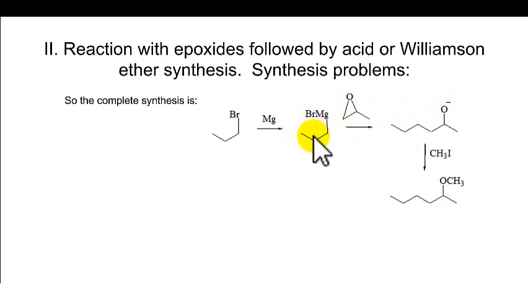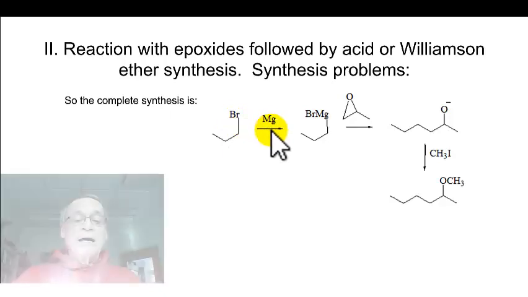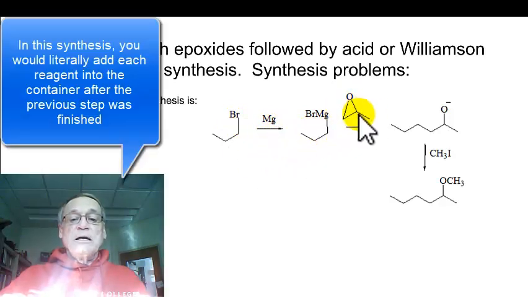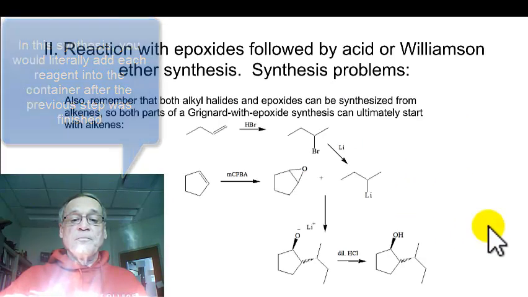But since the rules say you have to start with alkyl halides, not Grignards, you would have to make this from an alkyl halide, which this is one, and you would make it by inserting the magnesium in between the carbon and the bromine. Take this off the shelf, add magnesium metal, get this, then take this off the shelf, throw it into the mixture and get this, and then take methyl iodide off the shelf, throw it in, and get this compound.